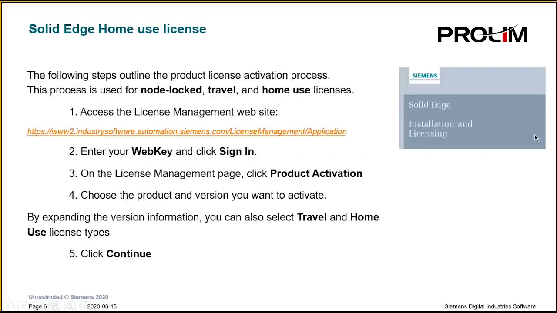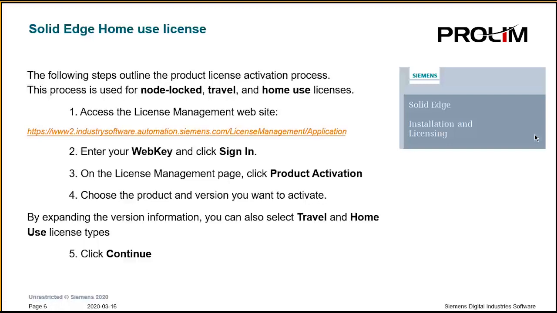Thank you, Madison. Working remotely can become a fact of life for you and your organization. So today we're going to focus on several different options that will help your organization and you to accomplish this. First stop would be home use license. Home use license is very useful when you need to work from home. And the following steps outline the process of activating this particular license.